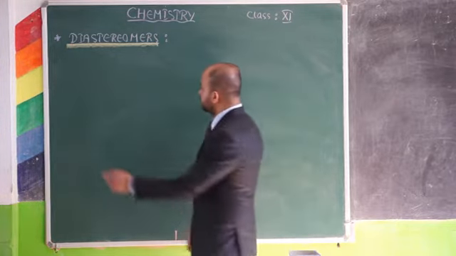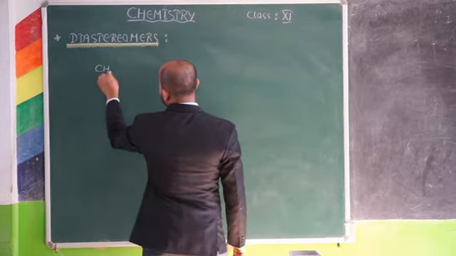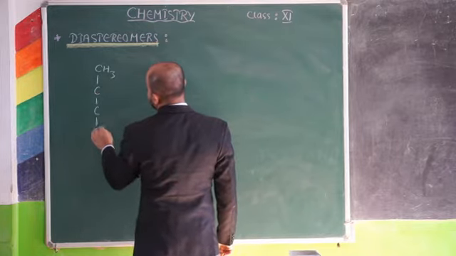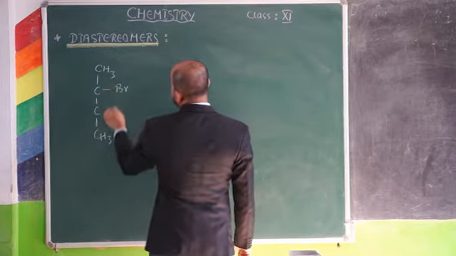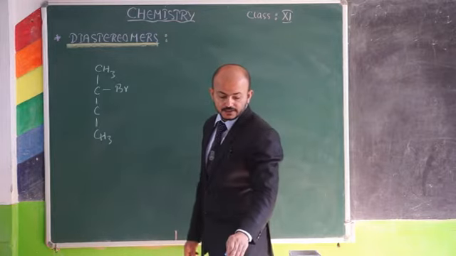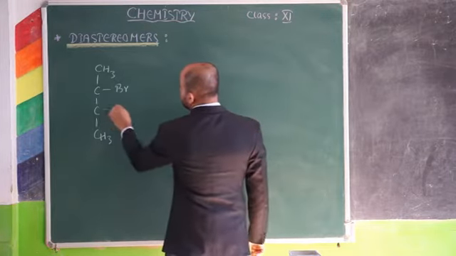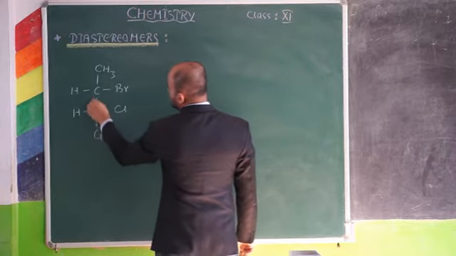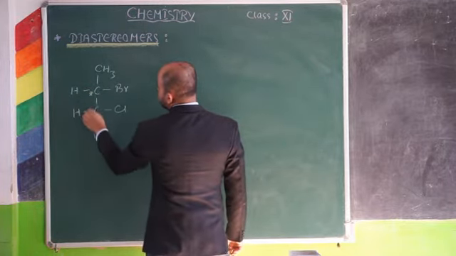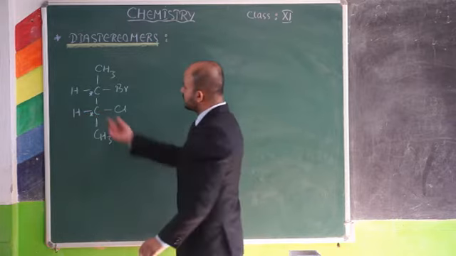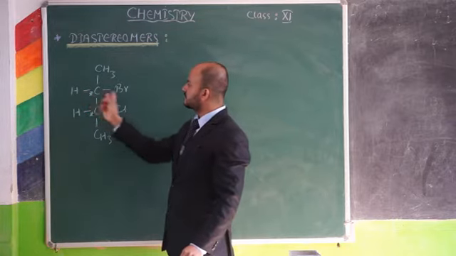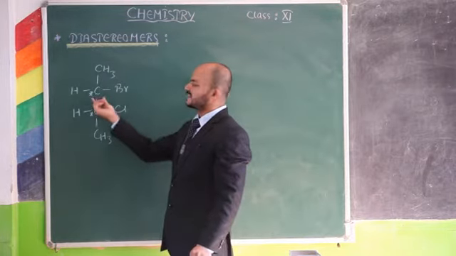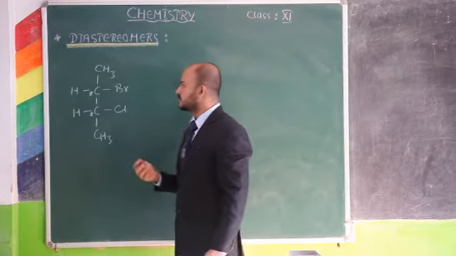So here we have, say, CH3, and suppose you have your Br and, say, chlorine. So you have your chlorine, and this has hydrogen, and this has hydrogen. Both the centers are chiral centers. So this carbon is also chiral because it is attached to different groups, and this carbon center is also chiral, since this is also attached to 4 different groups.